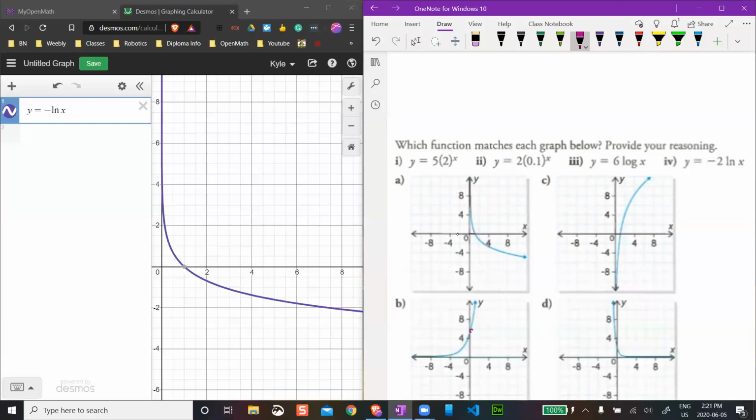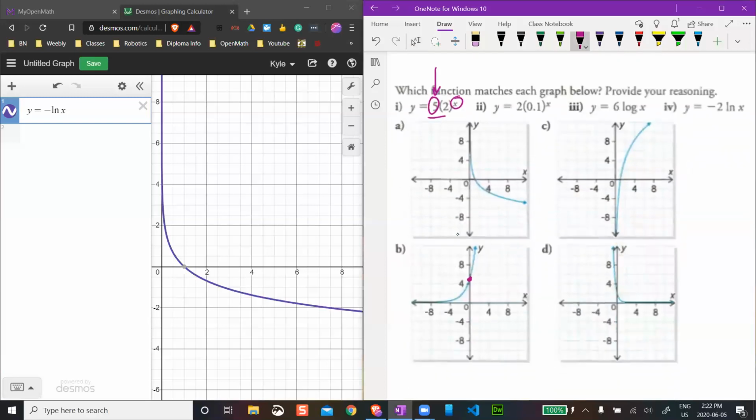And if we can remember, the number out front, that I just said at the beginning of the video, is where you cross the y-axis. So this one makes sense, because if x was 0, if I put a 0 in there, that'd be 2 to the power of 0 is 1. So then y would be equal to 5. So then I'd be at 5, a little bit lower, right there. Okay, so that's our first one. So this one would be I.